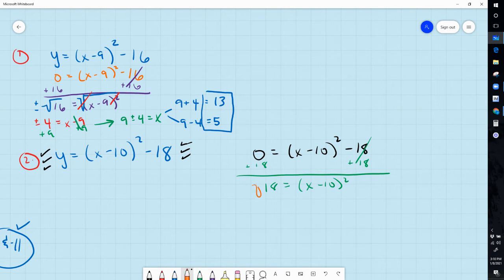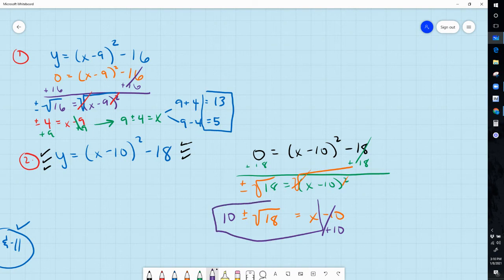Now, whenever we square root both sides, don't forget the plus or minus, we're just left with plus or minus square root of 18 equals x minus 10. Don't forget, this all canceled out, right? And we'll simplify square root of 18 here in a second if we need to. Lastly, we're going to add 10 to both sides. And then here is our answer. But we're not probably quite done. So x equals 10 plus or minus the square root of 18.